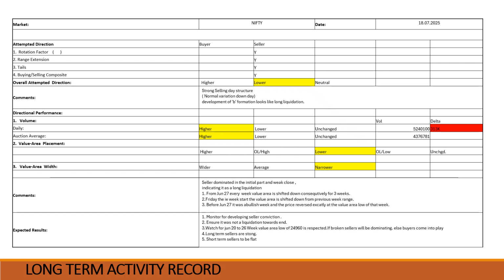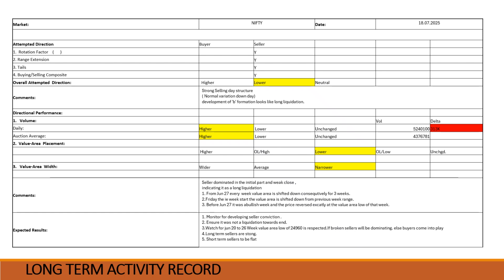So this is a template which I copied from Mind Over Market, and it is indicating the long-term activity record. There are many criteria included in this. First thing is the attempted direction we need to find out. The other factors which we consider are rotation factor, range extension, tails, and buying bar selling composites.